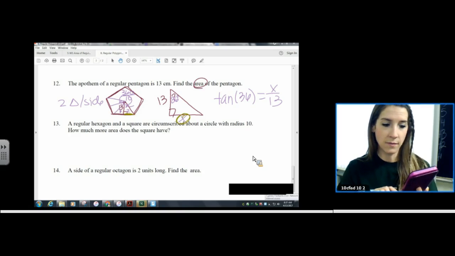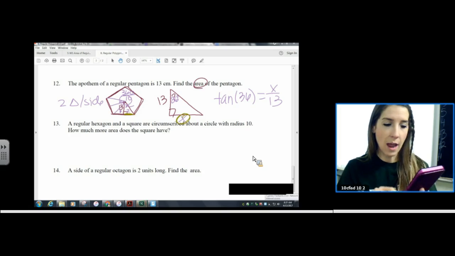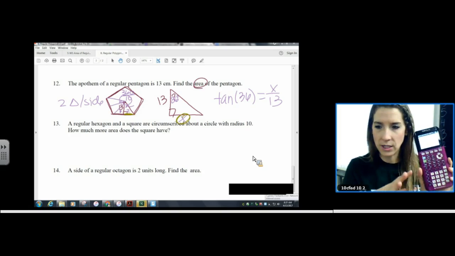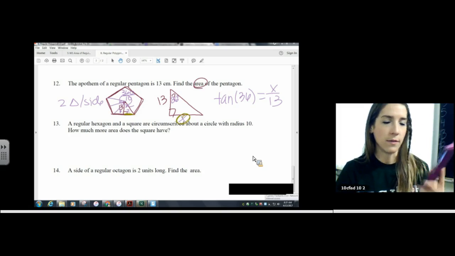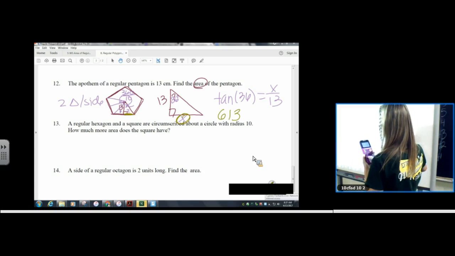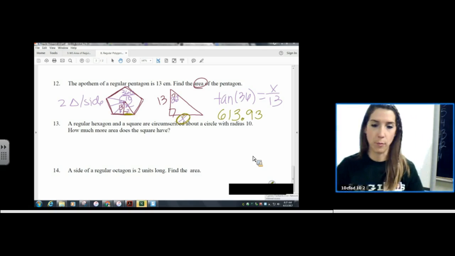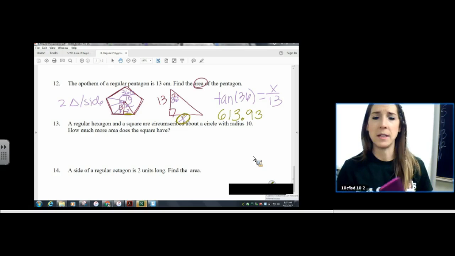Times 13. Now we multiply it by our apothem, and then the formula says times 1/2, so divided by 2. When you do all of those steps, you should get 613.93 or 613.9, depending on what you round to.